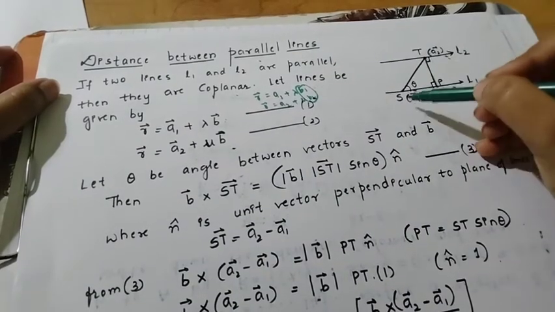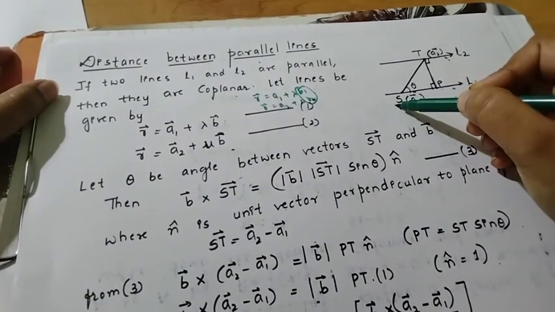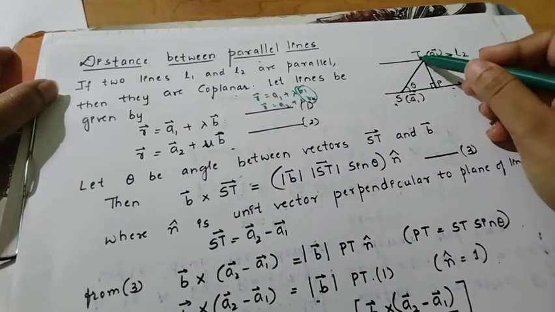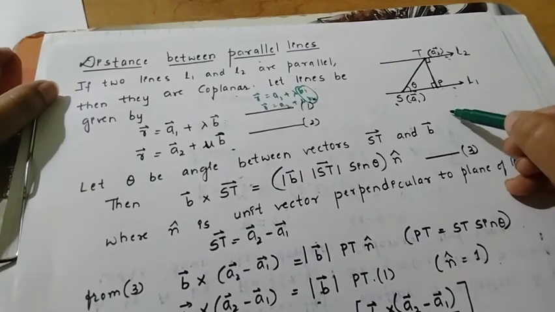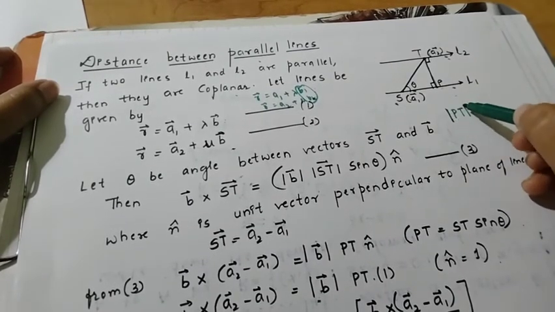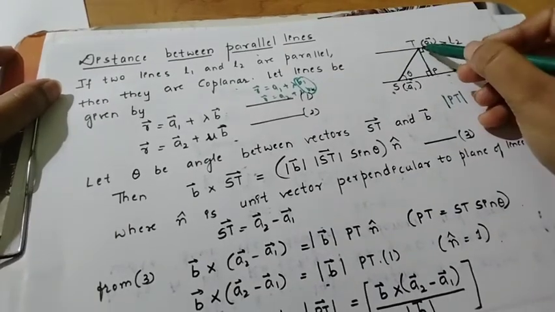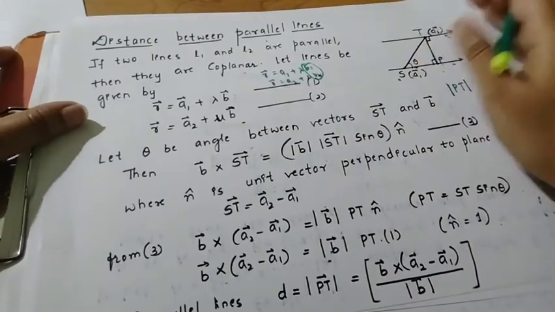So what is a1? It is the position vector with respect to S, and a2 is the position vector with respect to T. Then we have to find the distance PT. Modulus of PT itself is the distance between the two parallel lines. Theta is the angle between them.